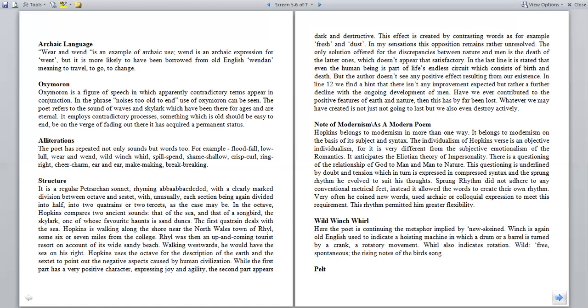While finch were. In this phrase, the poet is continuing the metaphor implied by new-skinned. Winch is again Old English used to indicate a hoisting machine in which a drum or a barrel is turned by a crank, a rotatory movement. Whirl also indicates rotation, and wild means free, spontaneous, the rising notes of the bird's song.